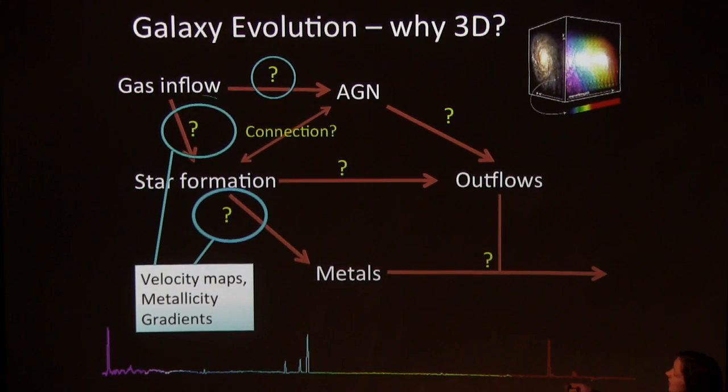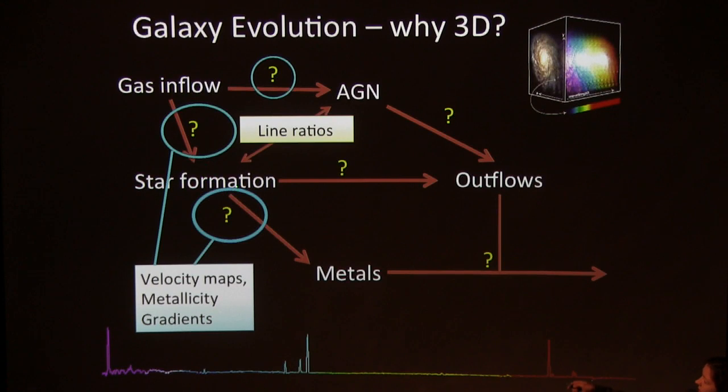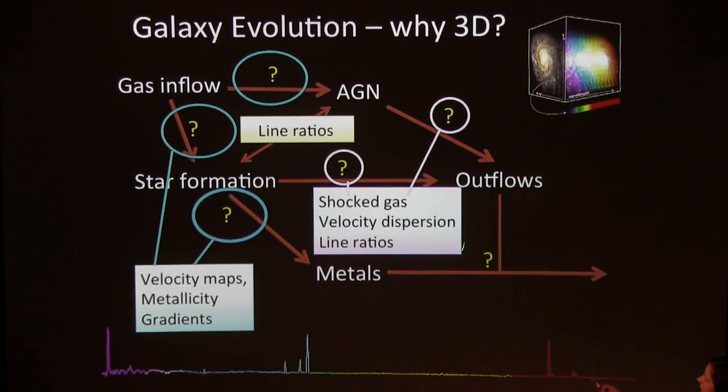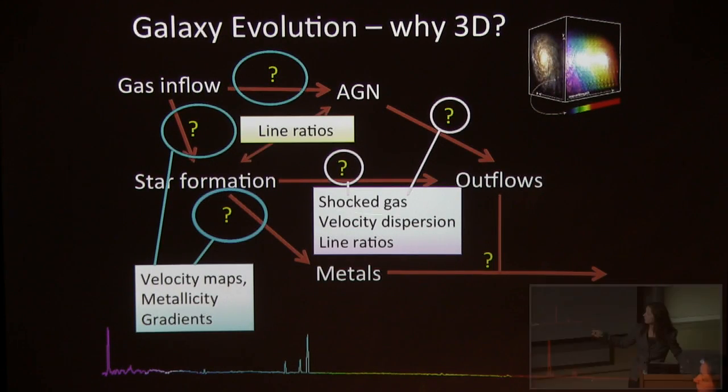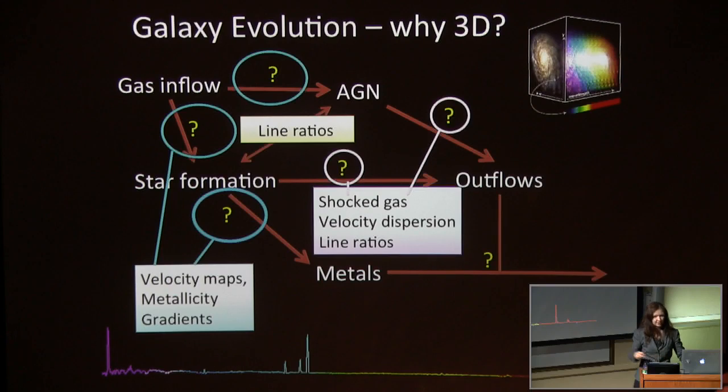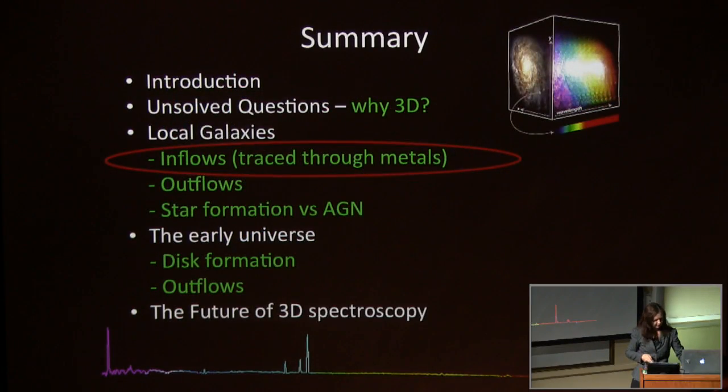Now, we can measure gas inflows and how much metals are being produced by star formation by looking at velocity maps and metallicity gradients in 3D data cubes. We can actually separate star formation from AGN using line ratios now. We can have a look at outflows through shocked gas. We can do that through velocity dispersion as well as line ratios. These provide an independent measure of shocks. And so I'm going to go through those.